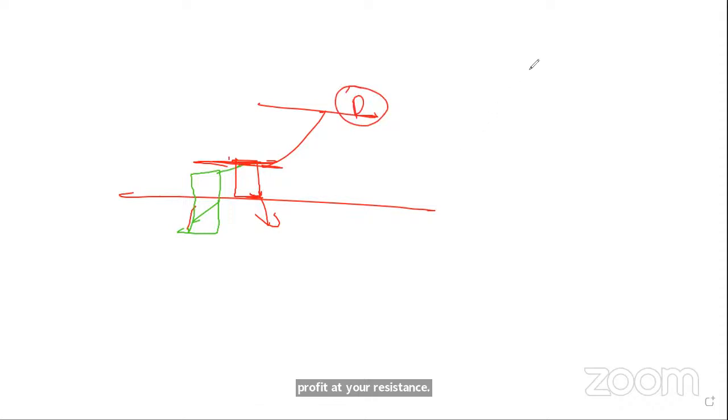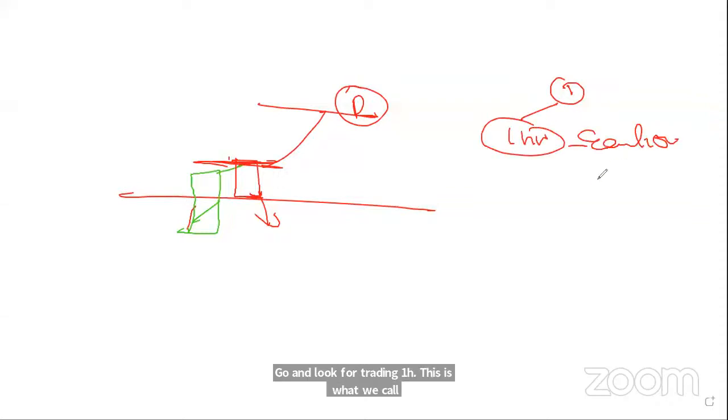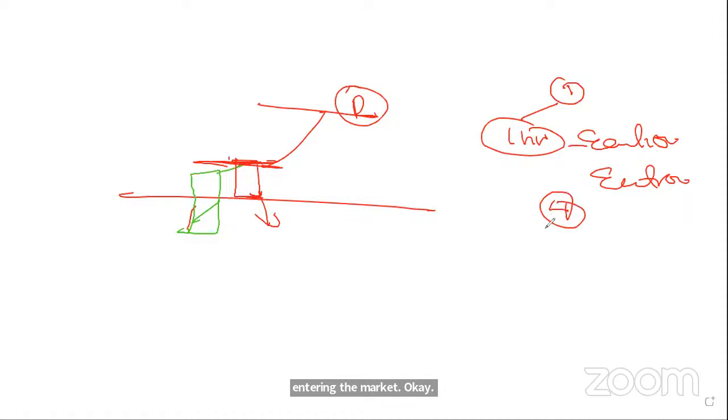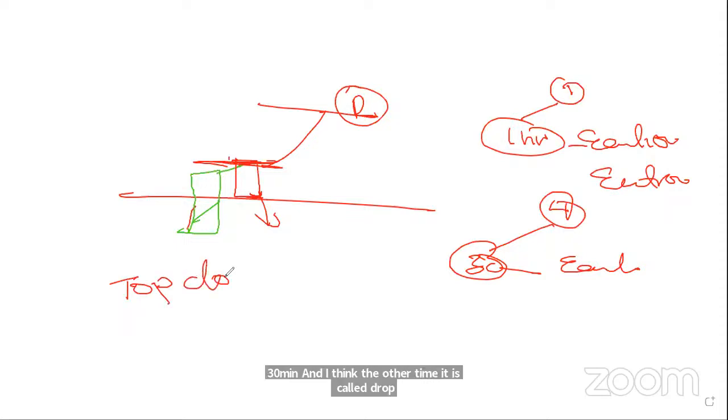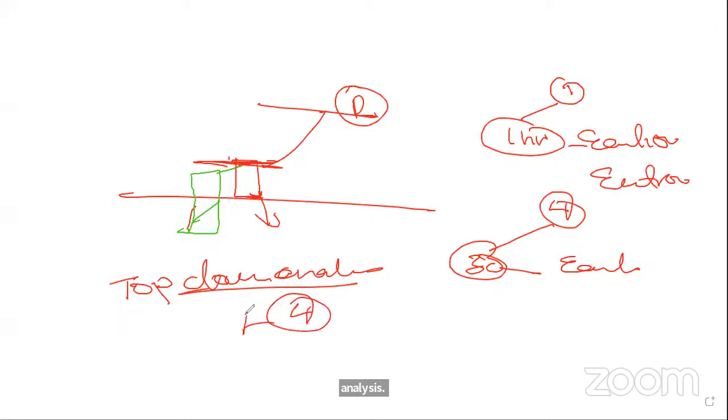If you want to trade faster, I say, if you make your analysis in 1 day, go and look for a trade in 1 hour. This is what we call earlier entry in the market. If you make your analysis in the 4-hour time frame, if you want to enter fast, go and look at 30 minutes to make an earlier entry. But I said the other time, it is called top-down analysis. Analyze in 4 hours, look at 1 hour, look at 30 minutes, look at 15 minutes. If you want to trade, go up to 5 minutes, it's okay.